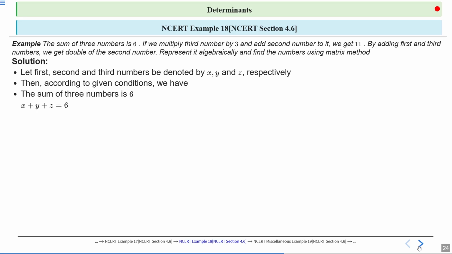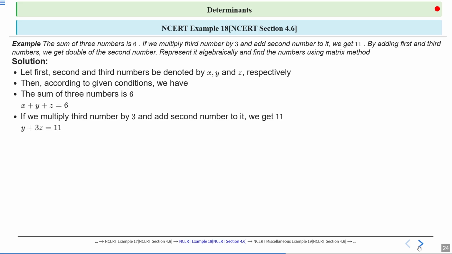Now, the second statement is if we multiply the third number by 3 and add the second number to it, we get 11. So the third number is z. Multiply the third number by 3, so 3z, and add the second number to it. So y plus 3z is equal to 11. Second condition. So we get the second linear equation.